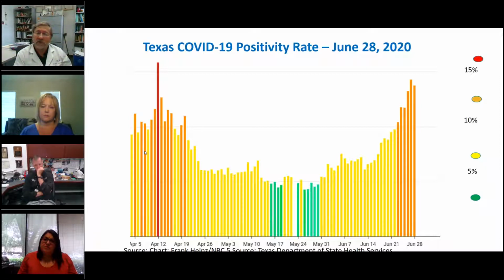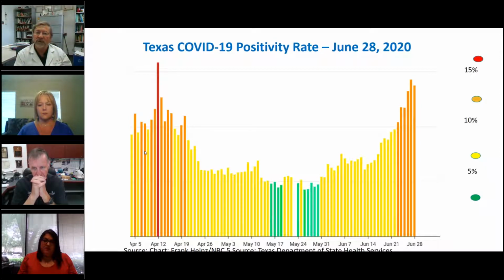And this is one of the parameters that the governor's office is tracking, the percent positive test. Generally, we like to see these numbers below 5%. That means 5% of all of the tests done are positive. But since about May 24th, you see that there is a progressive increase in the percent positive. Last week, when I was giving this webinar, we were in the yellow zone. That means we were between 5 and 10%.